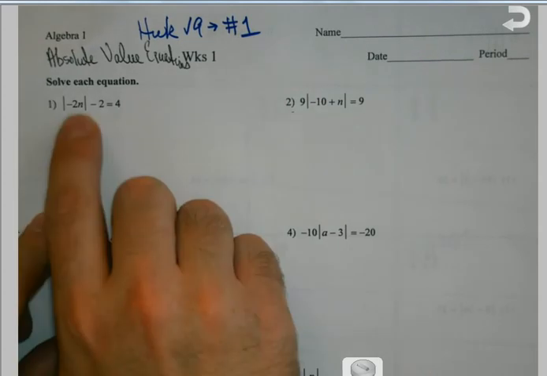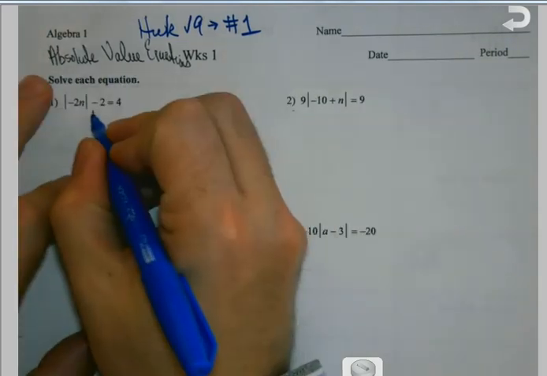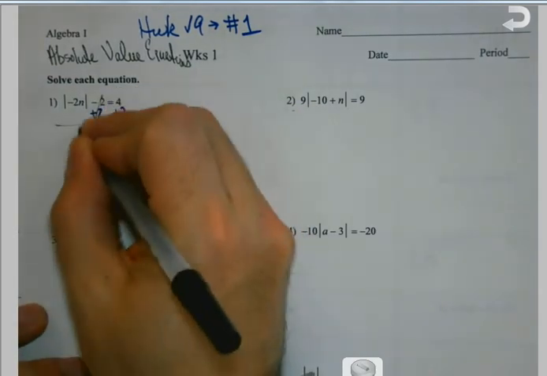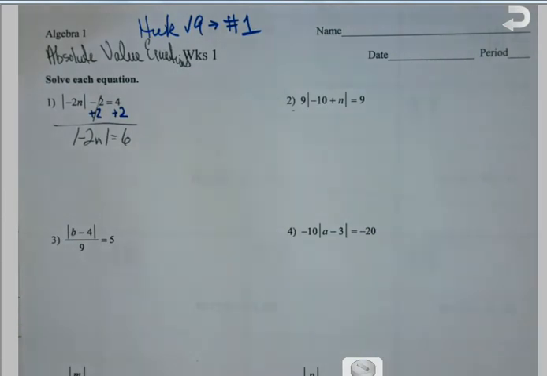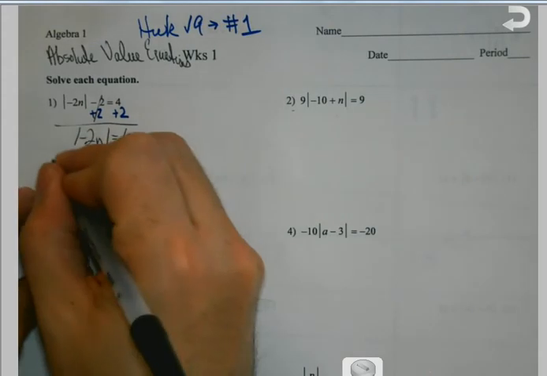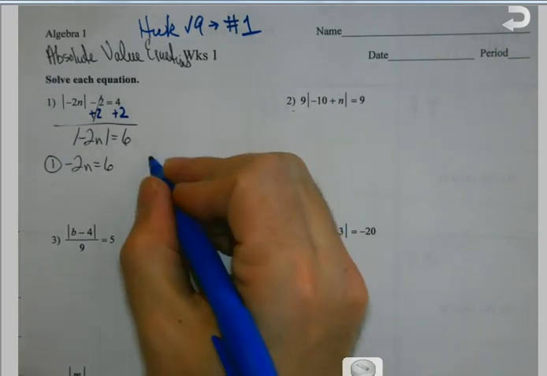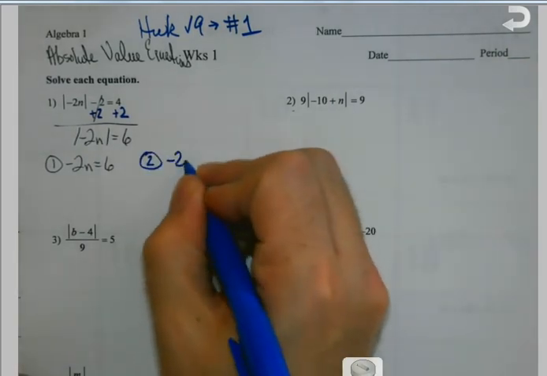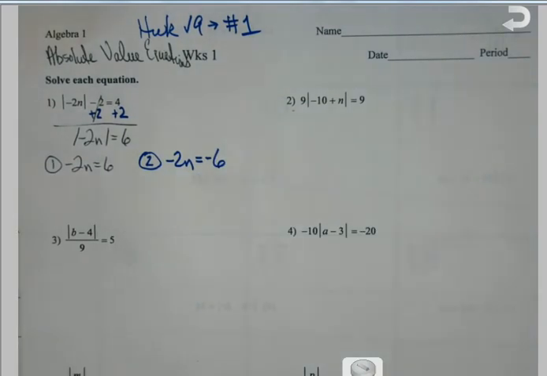First thing's always first. My absolute value's got to be alone. If it's not, whatever I'm doing to it has to get taken care of first. Once my bars are on a side by themselves, once my absolute value is on a side by itself, now I'm ready to split it into my 2 equations. So just leave it alone the first time, and the second time is when I turn that answer into a negative. And now I just solve the 2 equations, and I'm done.